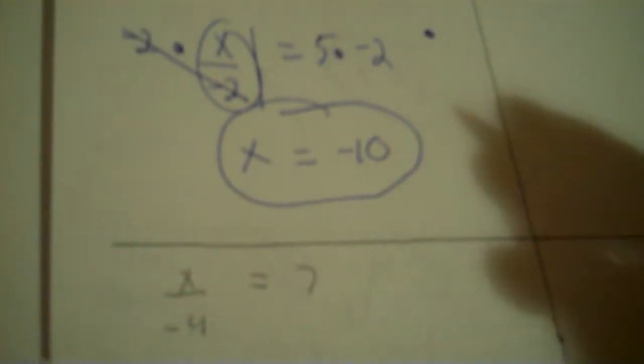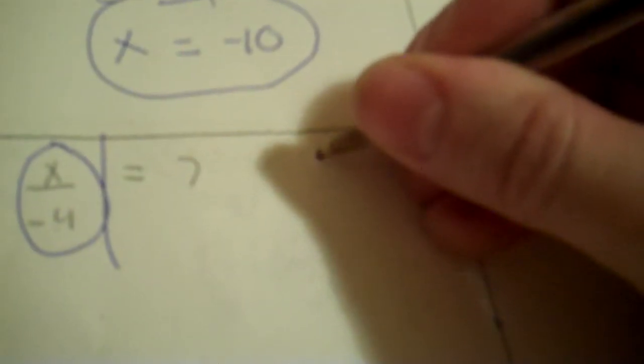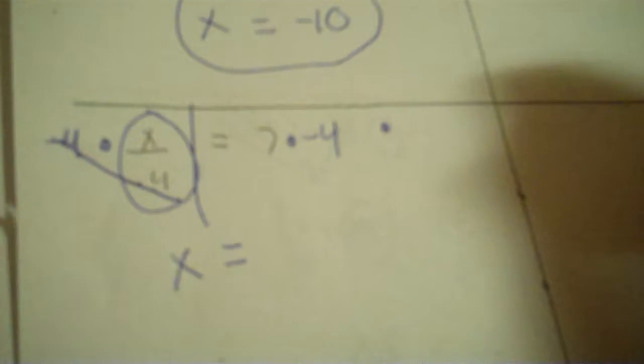Okay, same idea here. X divided by negative 4 equals 7, so we have the divide by operation. No pluses outside, okay? We solve divide by times negative 4. 7 times negative 4 is negative 28, okay?